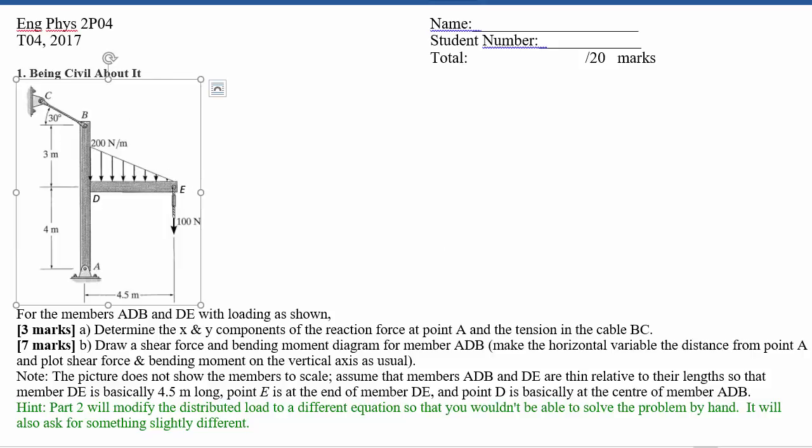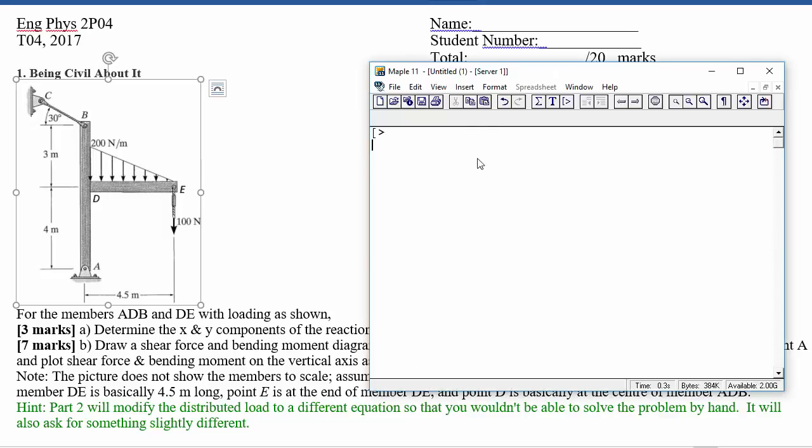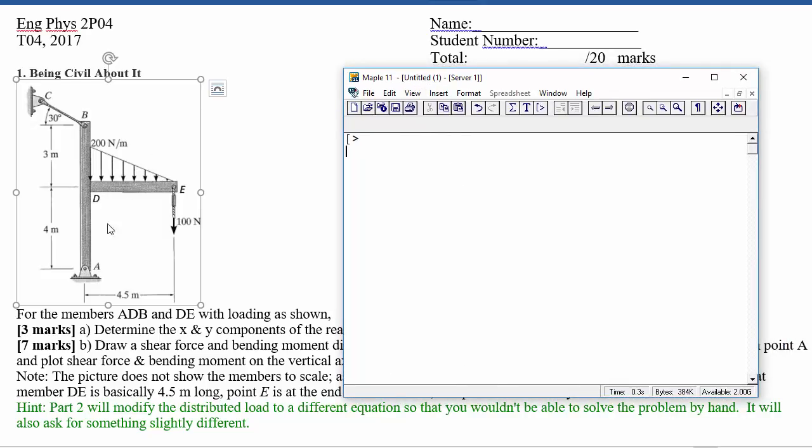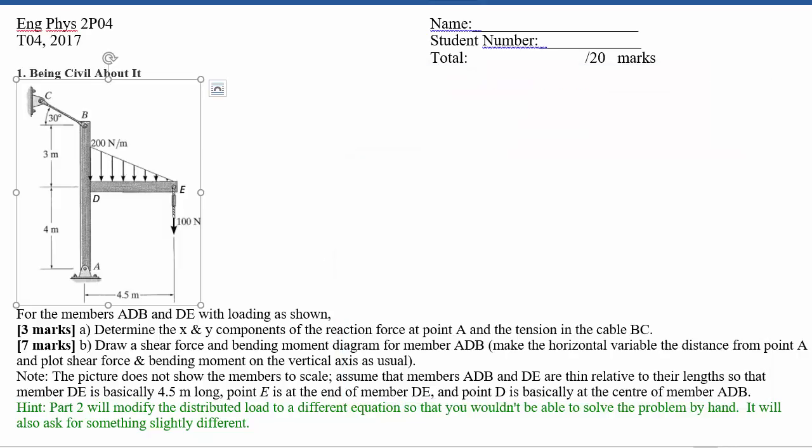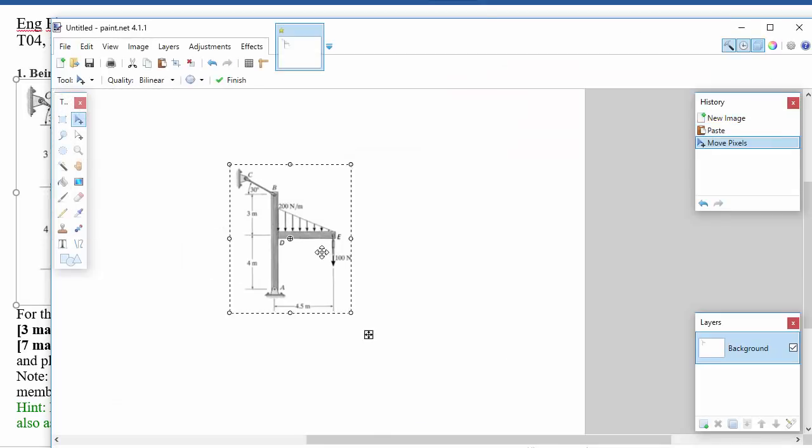Okay, so what we're going to be doing is trying to figure out first what the X and Y components of the reaction force at point A and the tension in the cable BC are. So this is just going to be dealing with the distributed load. There's nothing else that's really new or that different about this besides that part.